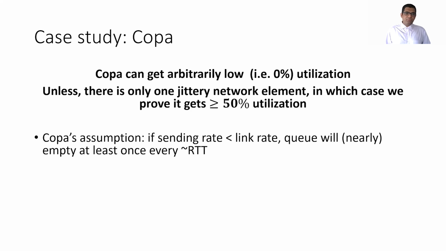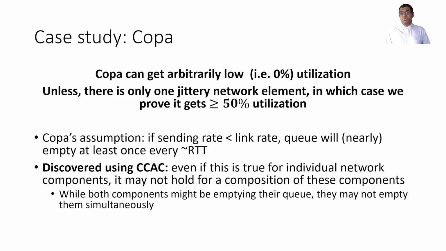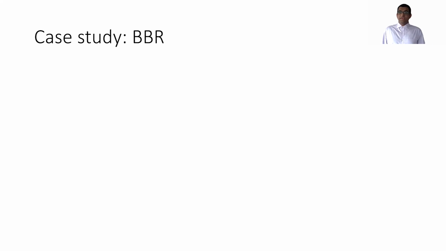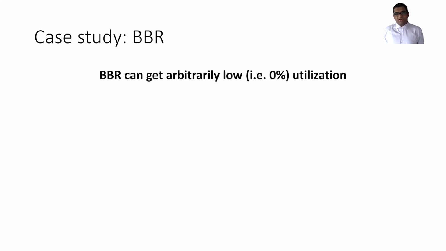So what happened? Well, Copa's key assumption is that if the sending rate is less than the link rate, then the queue will nearly empty at least once every RTT. But what CCAC told us, which we did not realize while we were designing Copa, is that even if this assumption holds for individual network components, it may not hold for a composition of these components. That is, while both of these components empty their queue, they may not empty it at the same time, leading to a persistent queue.